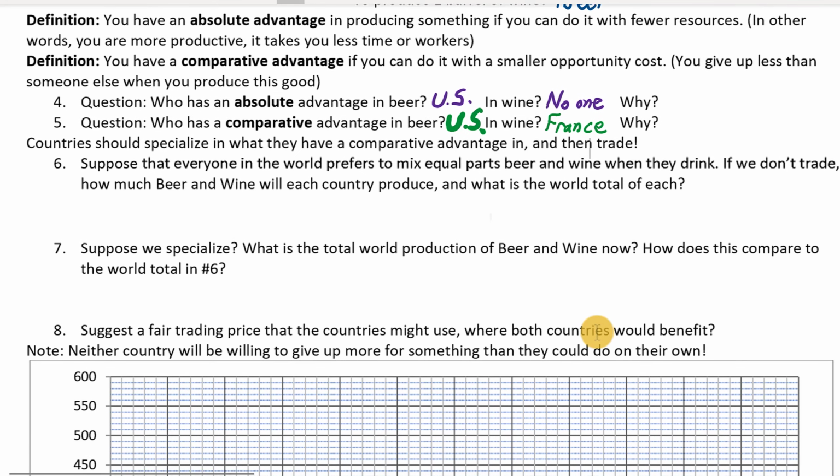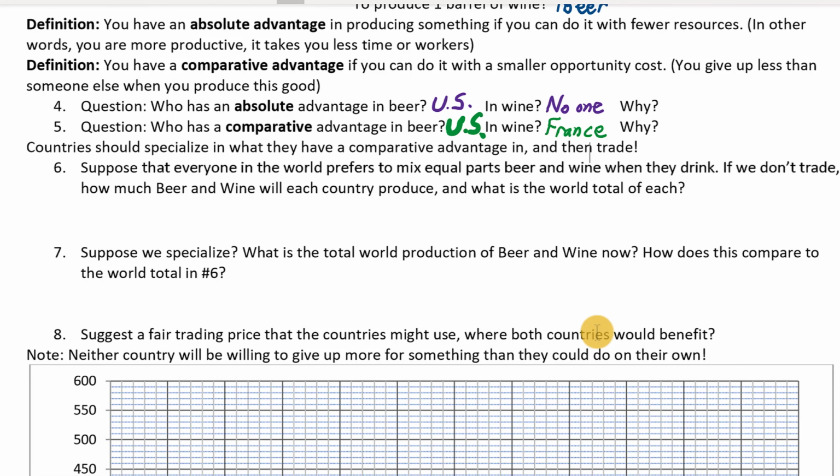Question number 6. Just to make what we're doing here simple, but also kind of disgusting, I say, suppose that everyone in the world has the same preferences, very simple preferences to make this easy. Let's suppose that everyone prefers to mix equal parts of beer and wine when they drink it. So 8 ounces of beer, 8 ounces of wine, stir it up and drink it. Now, I don't think anybody actually does that, but this is just going to help us focus on what kind of optimal production levels each country would want to do. What kind of consumption mix do we want to end up with in the end? And the answer is going to be equal amounts of beer and wine.